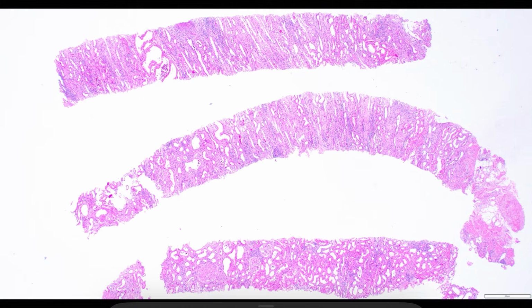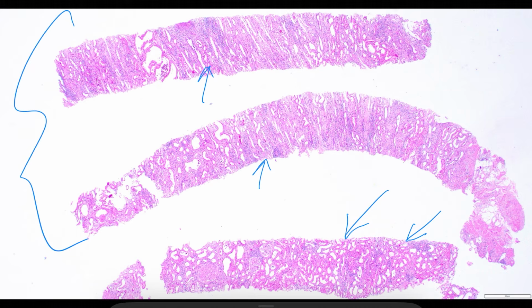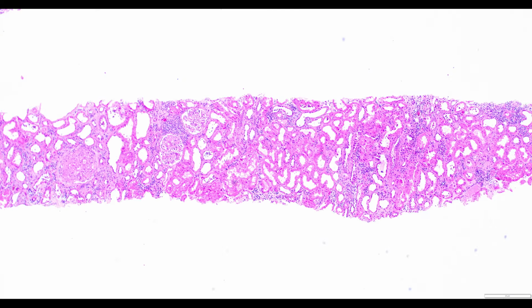Staining with an H&E stain at low power, we could see 3 fragments of tissue. Here we could see 1 cortical fragment, and these 2 fragments are medulla. From low power, we could see moderate inflammation throughout the cortex and medulla that's somewhat patchy. Again, on a higher power image, we could see scattered cortical inflammation and acute tubular injury.